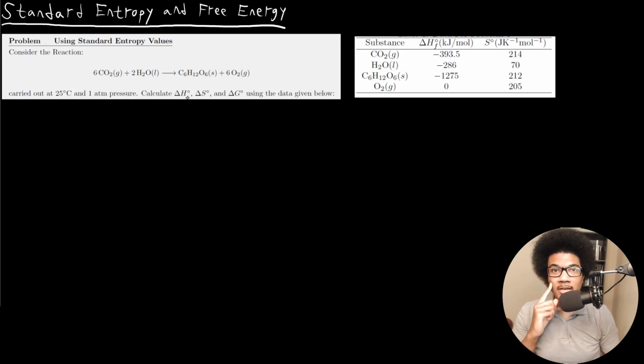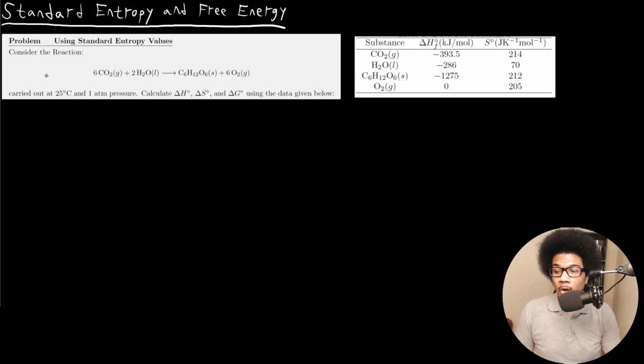It says to calculate delta H, delta S, and delta G for the reaction using the data given here. This is a table that gives the standard enthalpy of formation for all of the compounds involved in this reaction, and the absolute entropy for all of the substances in this reaction. These values are either going to be given to you or you'll be able to find them in your textbook. Almost every chemistry textbook has a table of thermodynamic properties in the back that you can use as a reference to get these values when you need them.